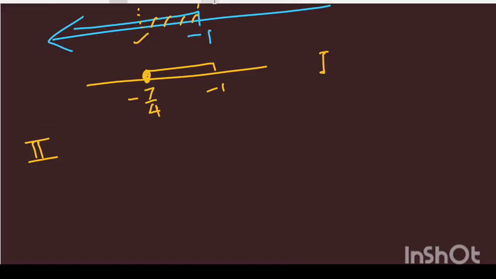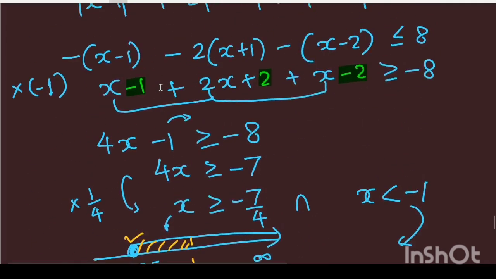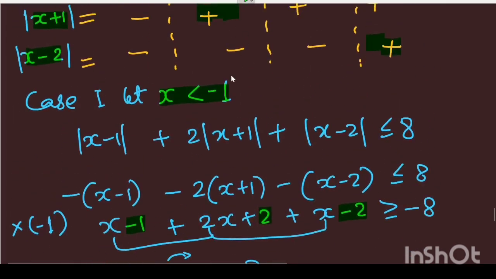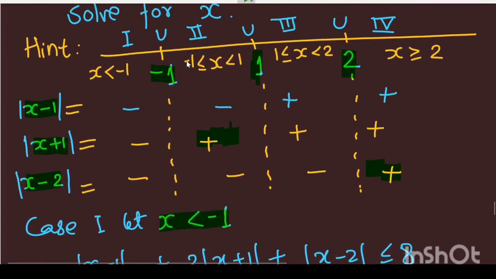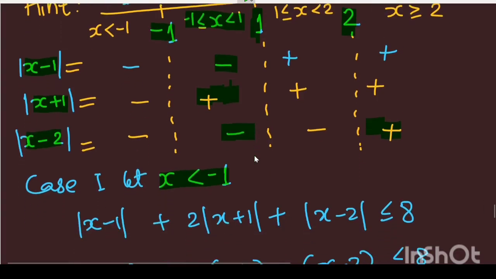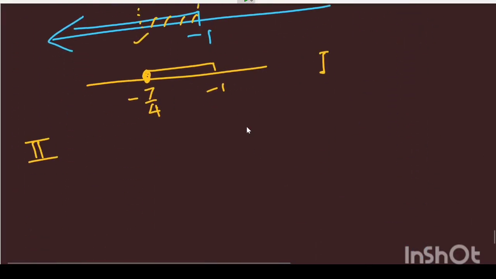So the second case would be when x is between minus 1 to 1. In that case, |x minus 1| will give a minus sign, |x plus 1| will give a plus, and |x minus 2| will give a minus sign. So let the second case be x from minus 1 to 1.